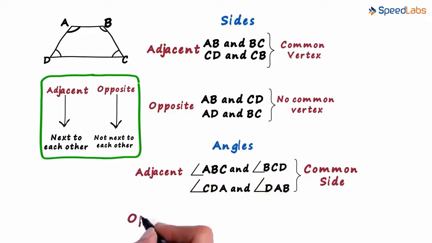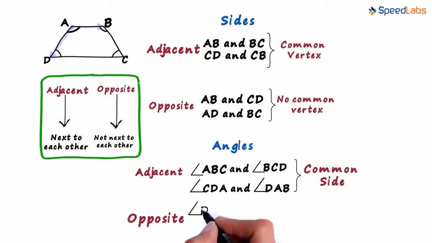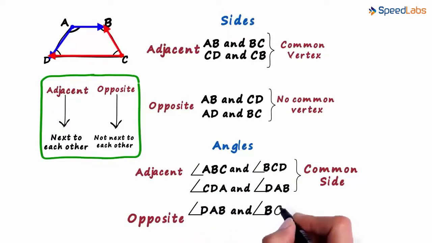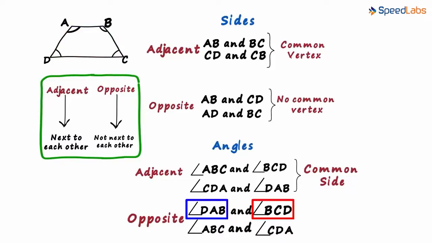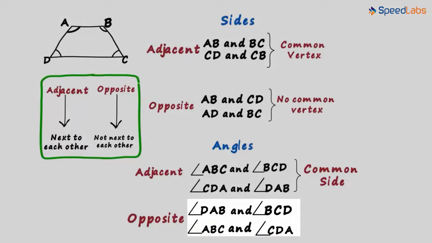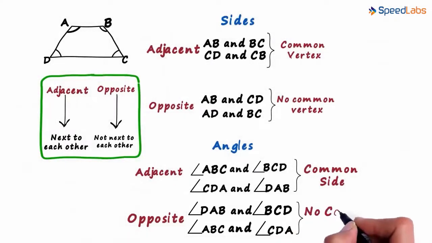So what about opposite angles? There are only 2 pairs of opposite angles. This pair and this one. Angle DAB and angle BCD is one pair, and angle ABC and angle CDA is another pair. Angle DAB and angle BCD are opposite to each other, and angle ABC and angle CDA are opposite to each other. And observe the opposite angles. They do not have a common side. And that's why we say that opposite angles have no common side.